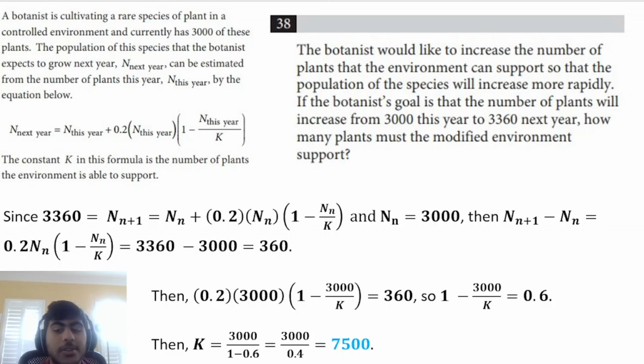So 1 minus 3,000 over K equals 0.6. Then K equals 3,000 over 1 minus 0.6, which is 3,000 over 0.4, which is 7,500. So K equals 7,500. The modified environment must be able to support 7,500 plants.